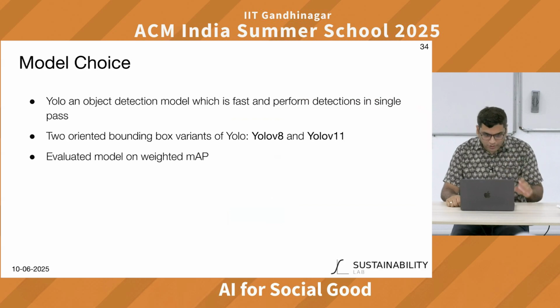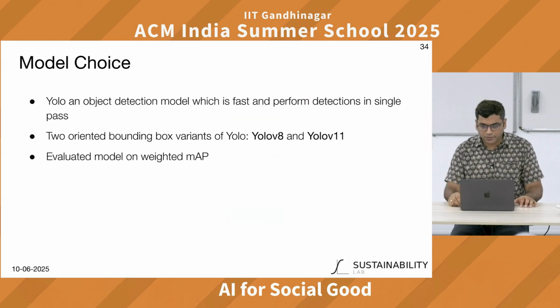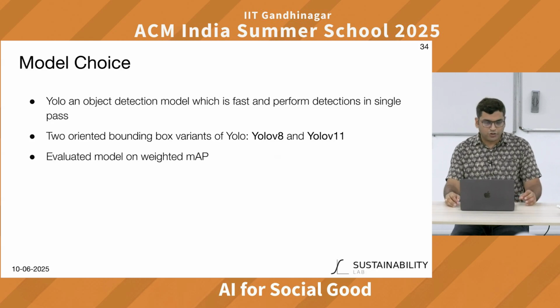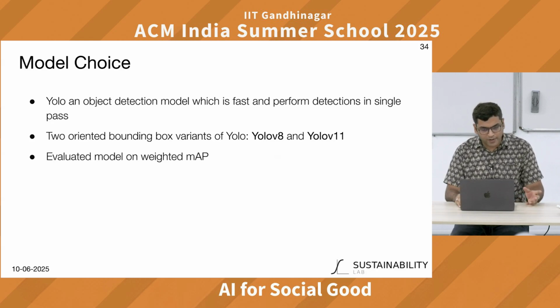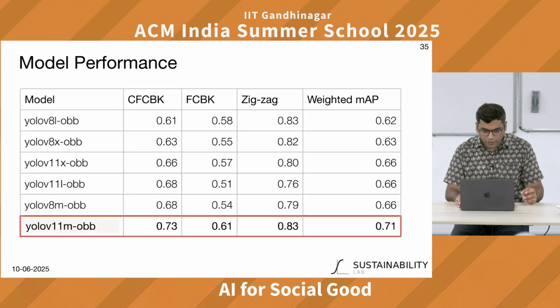So then we used YOLO. After having done the annotation, it becomes closer to the computer vision problem that we've seen earlier. We use YOLO-like object detection models, and we use 2 variants. We were looking at the oriented bounding box variant, and then we evaluated the mAP scores. If you notice, with YOLO 11 OBB, the mAP scores turned out to be better than the others. We looked at the weighted mAP across the different categories also.